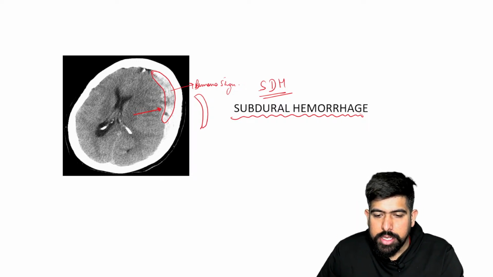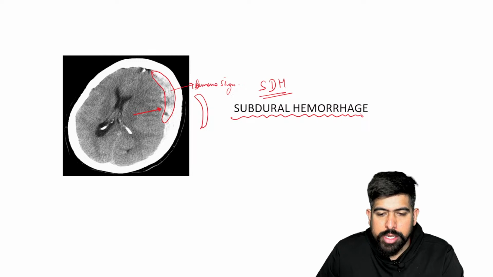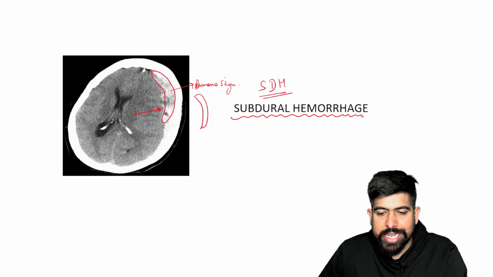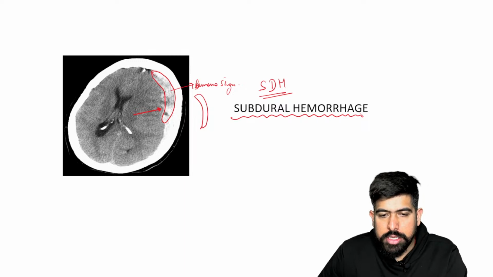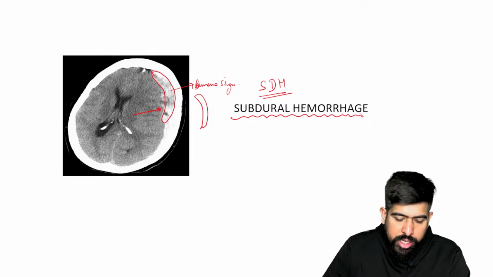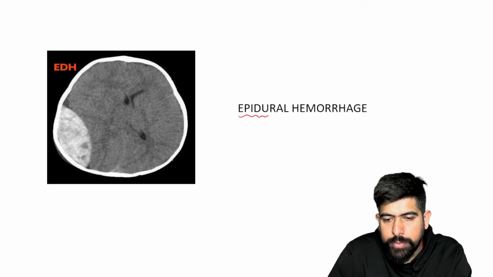History of a bathroom fall can be seen there. Also in the EDH, the extradural hemorrhage, a cricket ball injury can be seen. Right, very good. Now moving forward, the thunderclap headache is seen in subarachnoid hemorrhage. Now for the last one, we have the epidural hemorrhage.